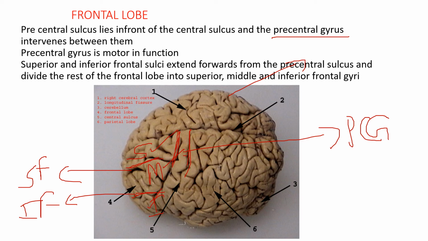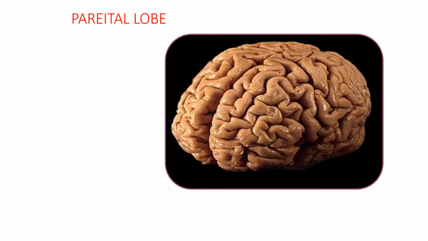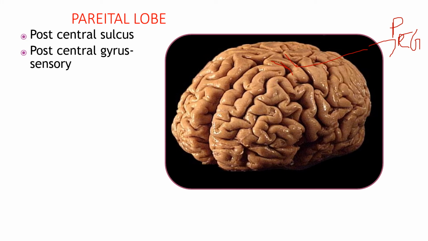Now we will see the next lobe, the parietal lobe. Behind the central sulcus we have the post-central sulcus. Between the central sulcus and the post-central sulcus, this part is called the post-central gyrus. Same as the precentral, this is the post-central gyrus. It will be sensory in function.